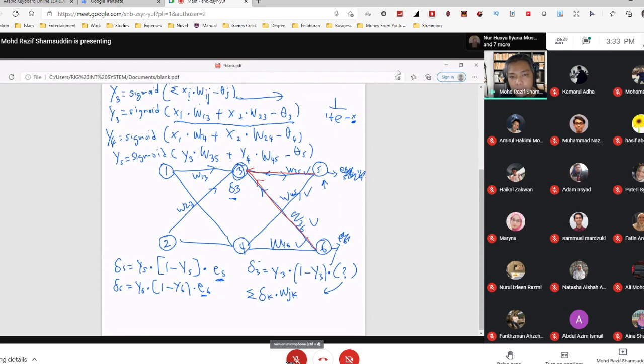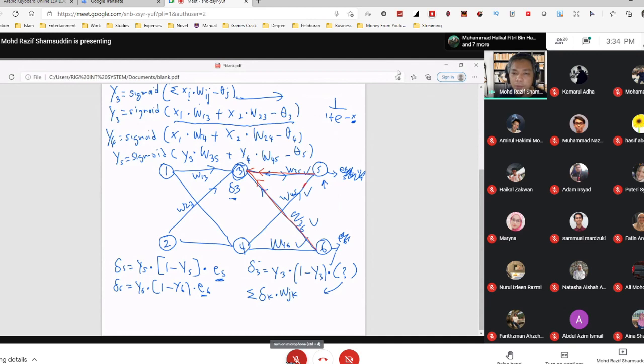Now, the weights are calculated differently in forward propagation and backward propagation. In forward propagation, you compute the activation at neuron 5 by multiplying neuron 3 times weight 3,5 plus neuron 4 times weight 4,5, because the output is propagated forward.